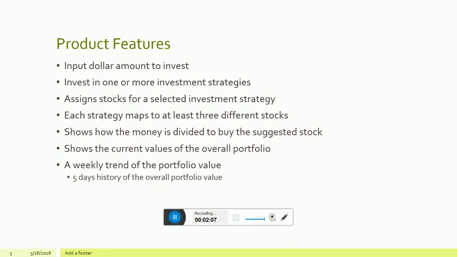Our SmartInvest product contains the following required features. The users can input a dollar amount to invest. The users can choose from one or more investment strategies. Our SmartInvest stock engine assigns stocks for each selected investment strategy. Each strategy maps to at least 3 different stocks.